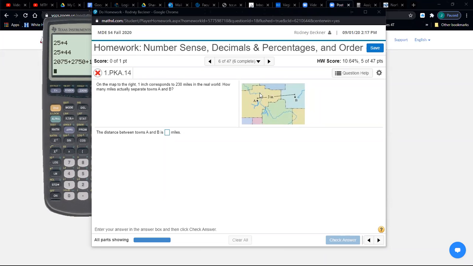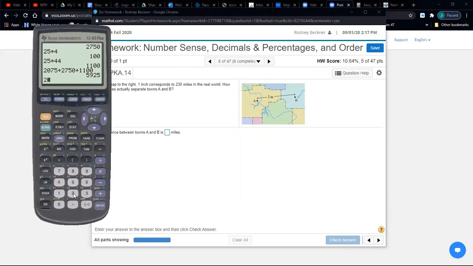There's 3 inches, so that's 3 different sets of 230 miles. So one way you could do this is just say, all right, well, the first inch is 230 miles, plus the second inch is 230 miles, plus that third inch is 230 miles. And you get your answer of 690 miles.